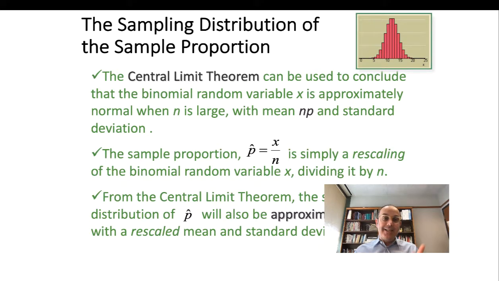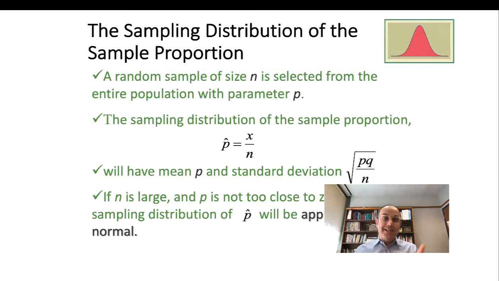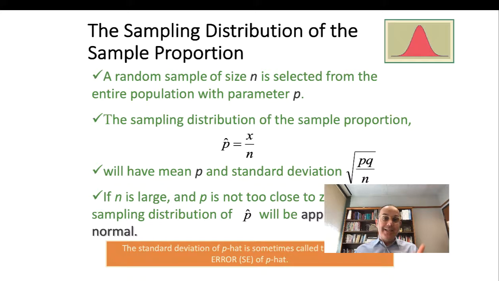The sampling distribution of the sample proportion relies on the central limit theorem, which can be used to conclude that a binomial variable X is approximately normal when n is large, with mean np and the standard deviation. The sample proportion p hat equals X divided by n, simply a rescaling of the binomial random variable X. If n is large and p is not too close to 0 or 1, the sampling distribution of p hat will be approximately normal. The standard deviation of p hat is sometimes called the standard error of p hat.